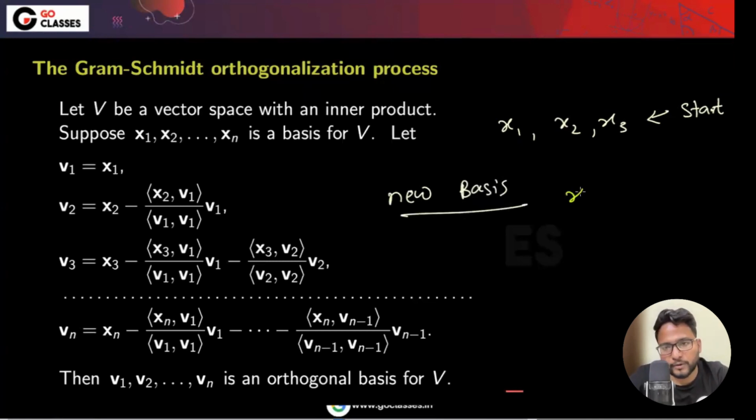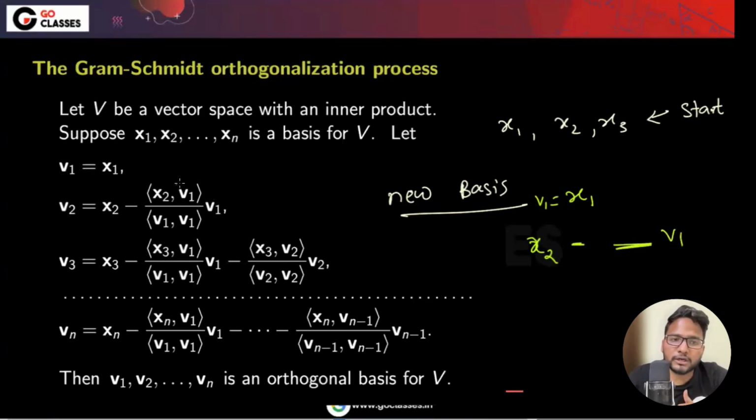Then the first vector could be x1, the second vector will be x2 minus some component of this x2, sorry, x2 minus something which is in line with x1. You want the perpendicular to x1, so you will be subtracting something that is in line with x1, or maybe you can say the new basis, which is v1. So basically it will be v1 times some constant.